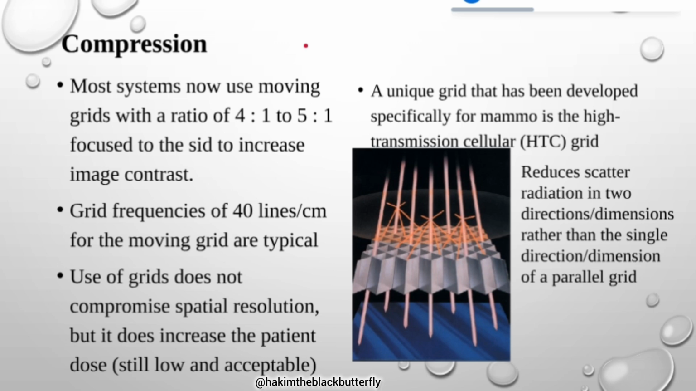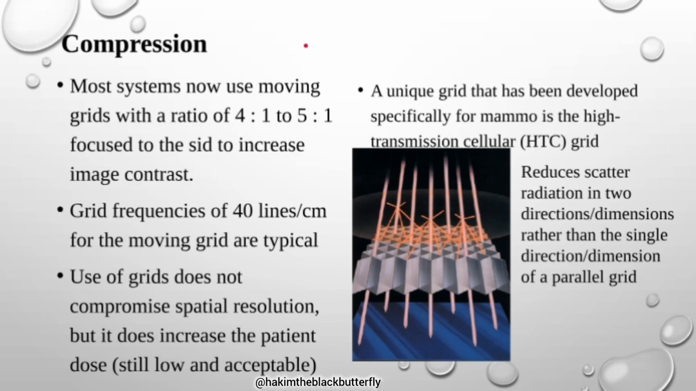Most mammography systems now use moving grids with a ratio of 4:1 to 5:1. I think you still remember these ratios. Focused to the SID to increase image contrast. The grid frequency can be about 40 line pairs per centimeter for the moving grid. Use of grids does not compromise spatial resolution, but it does increase the patient's dose.